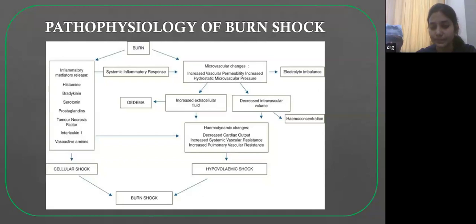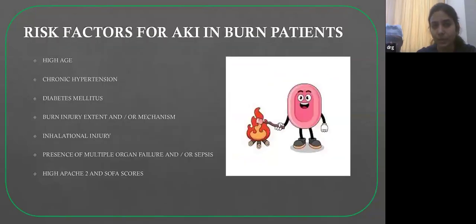The risk factors for AKI in burn patients are high age, chronic hypertension, diabetes mellitus, burn injury extent and or mechanism, inhalational injury, presence of multiple organ failure or sepsis, and high APACHE score and SOFA score.